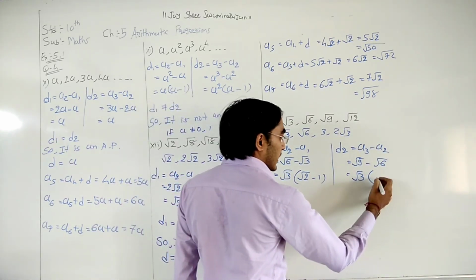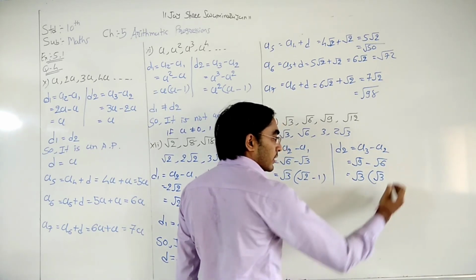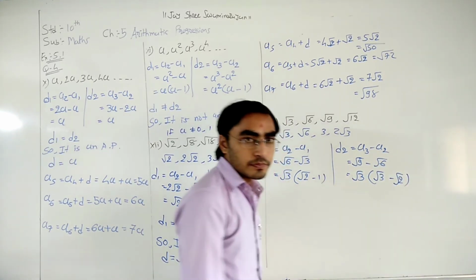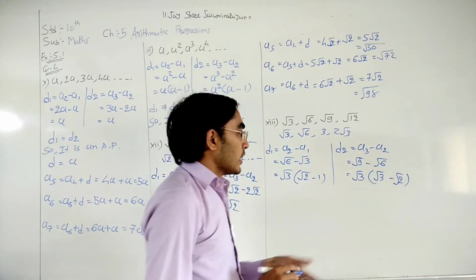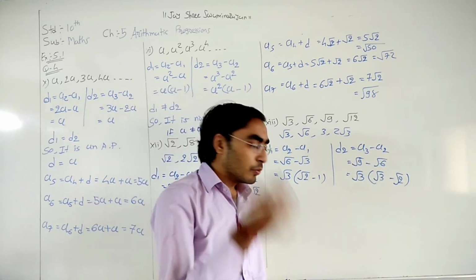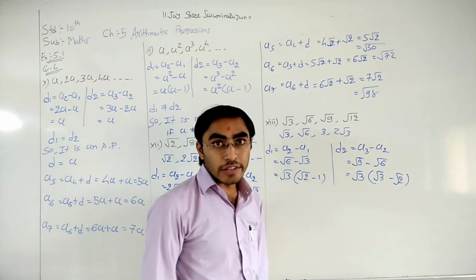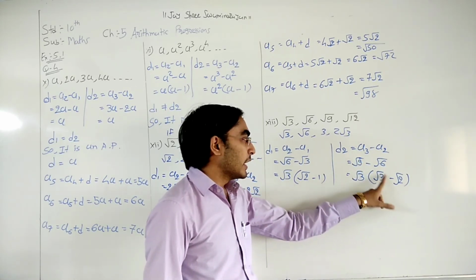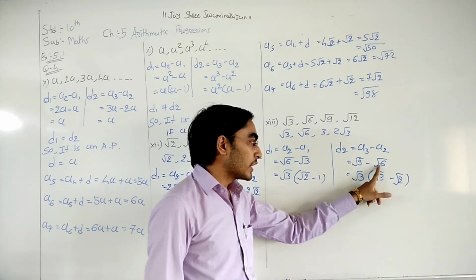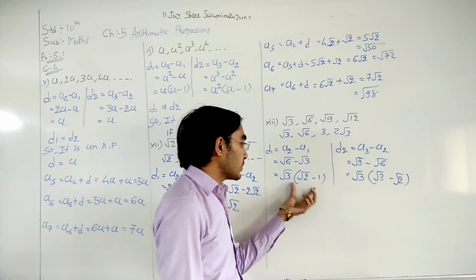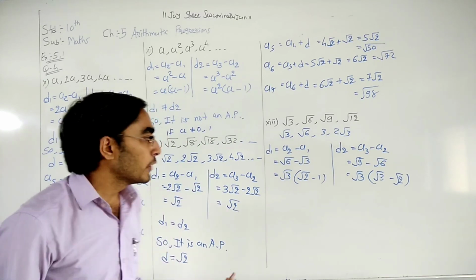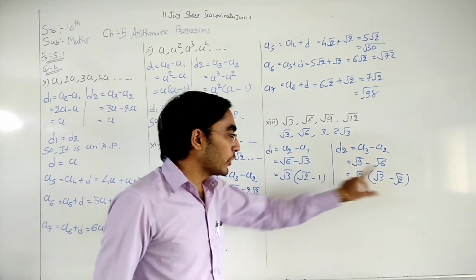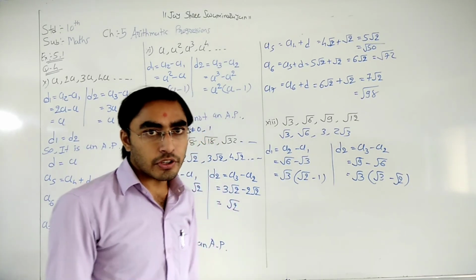Now 3 times 3 is 9, right? So under root 3 is remaining here. And for this value, 3 times 2 is 6, so here we need to write under root 2. So under root 3 into under root 3 minus under root 2. Now check these two values. These two values are not the same. Under root 3 is the same, but here it is under root 2 minus 1, and here it is under root 3 minus under root 2.